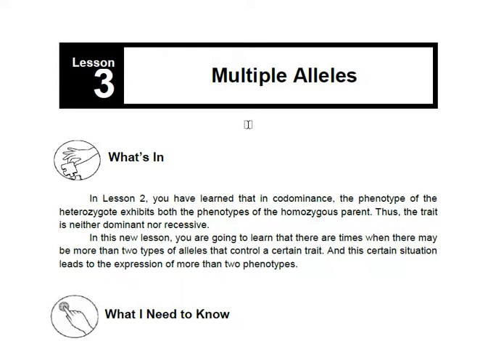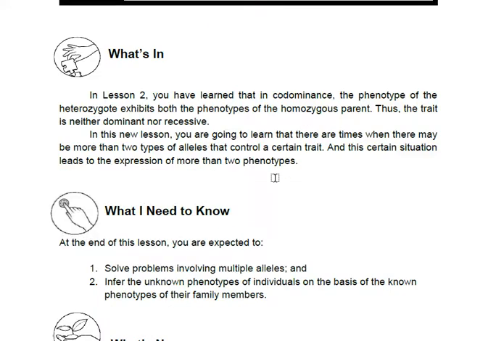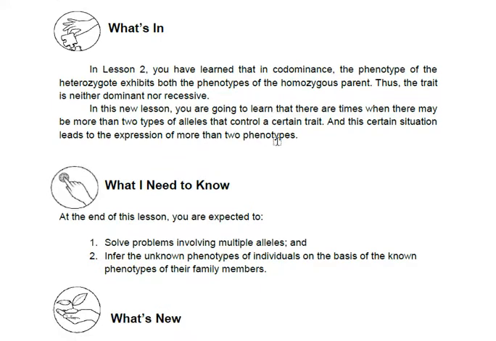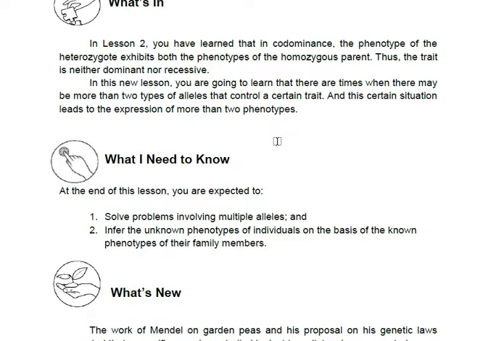This is Science 9, Module 4, and our lesson would be about multiple alleles. What you will be doing right now is you have to read Lesson 3, Multiple Alleles. Here, you will learn that there's not just only two alleles, but there are times where in a gene there are multiple alleles.